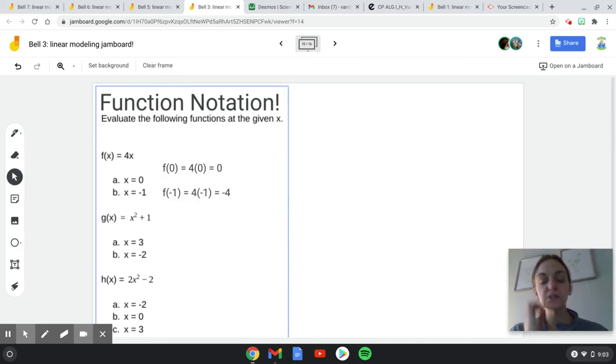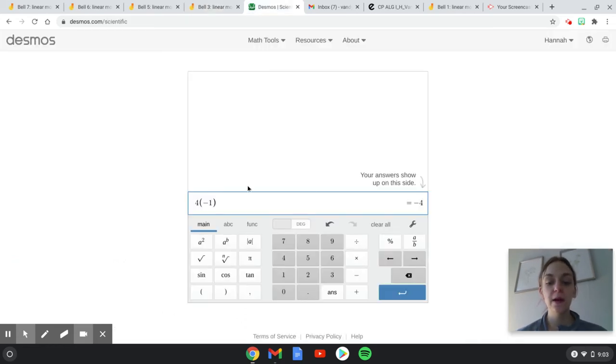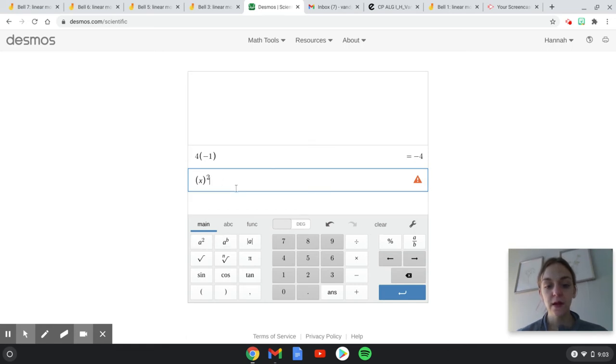So the next two are a little more tricky, but they're not bad, especially since we have Desmos to help us. So we have g of x equals x squared plus 1. So I'm coming back to Desmos, putting your x in parentheses, and then we'll square it by hitting this button here. And then plus 1. Make sure that your plus 1 is small and that it's not up here with the 2. Just hit the down arrow if it's up with the 2.